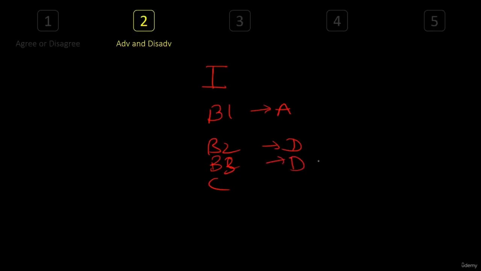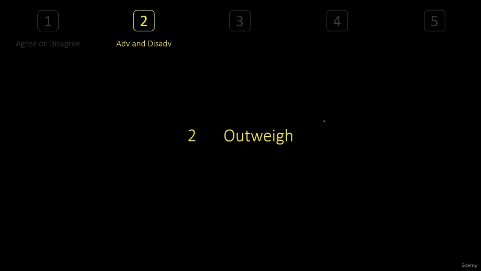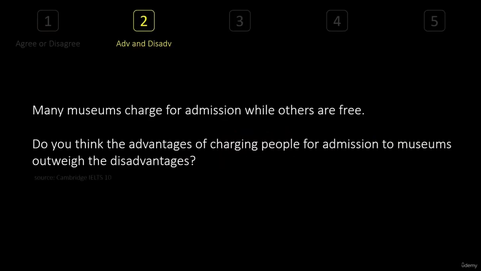But what I mean is you don't have to create a new paragraph for your own opinion. Got it? You have paragraphs for advantages and disadvantages. Clear? But we have a second subtype in advantages and disadvantages where they use the word outweigh. The meaning of outweigh is, do you think this is better than that?